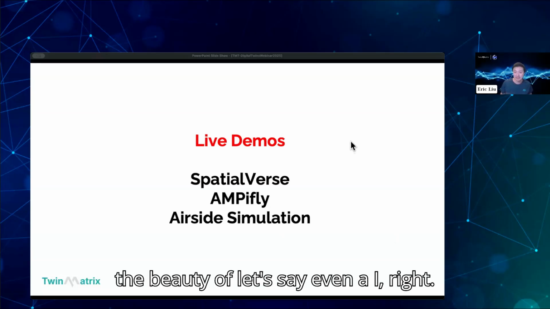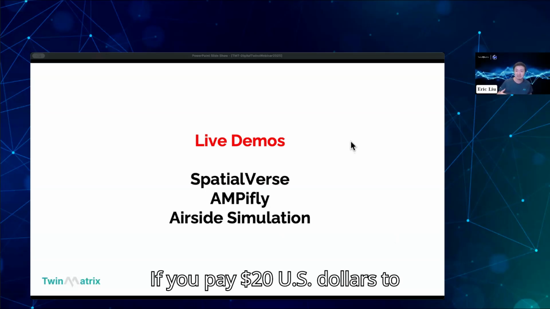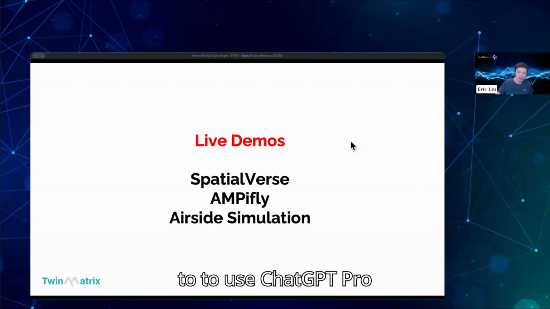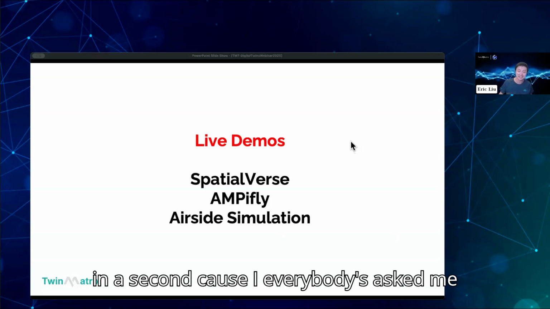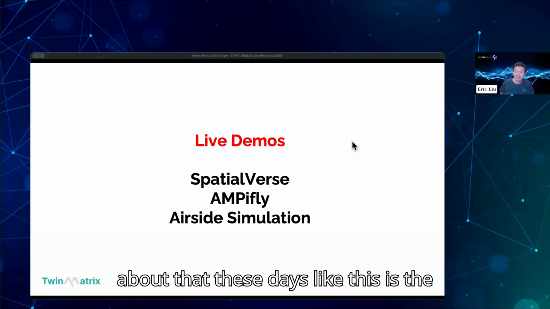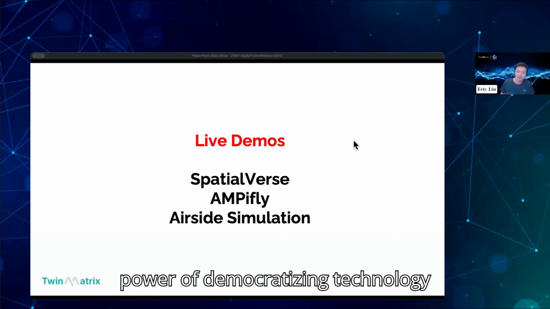And that's really the beauty of, let's say, even AI, right? If you pay $20 US dollars to use ChatGPT Pro, or if you just want to use an open source model like DeepSeek, which I'll get into in a second, because everybody's asking me about that these days. This is the power of democratizing technology.